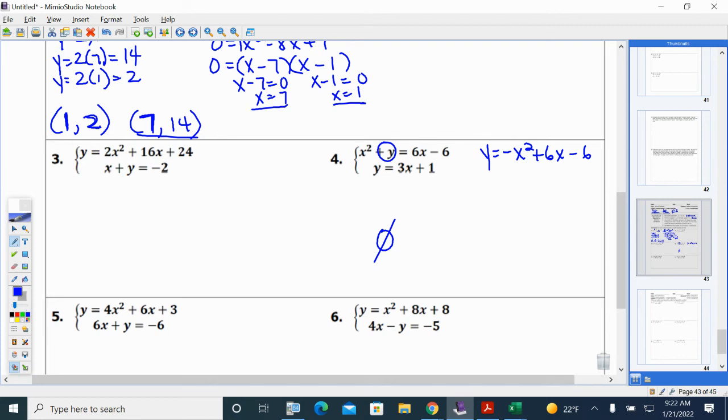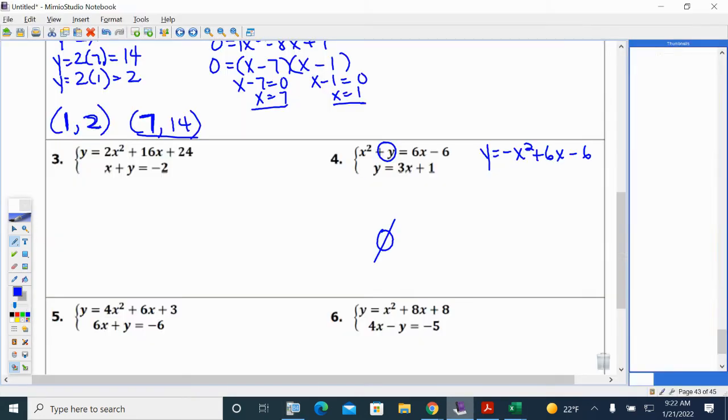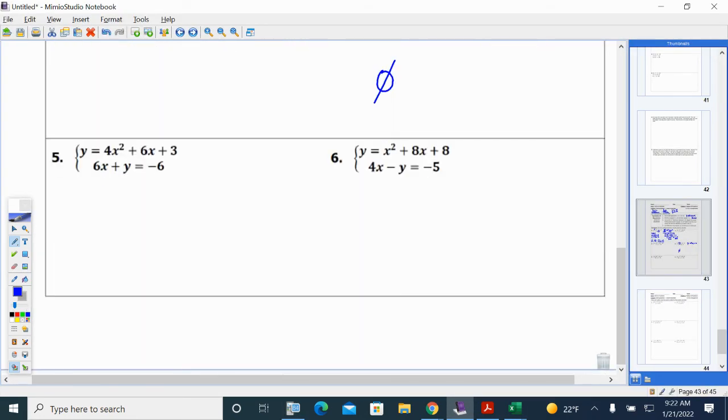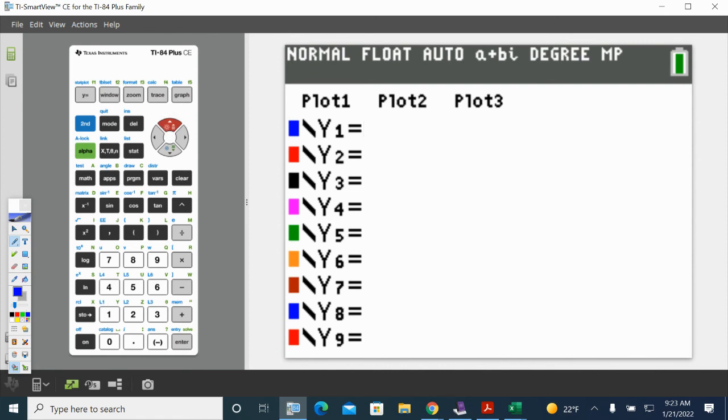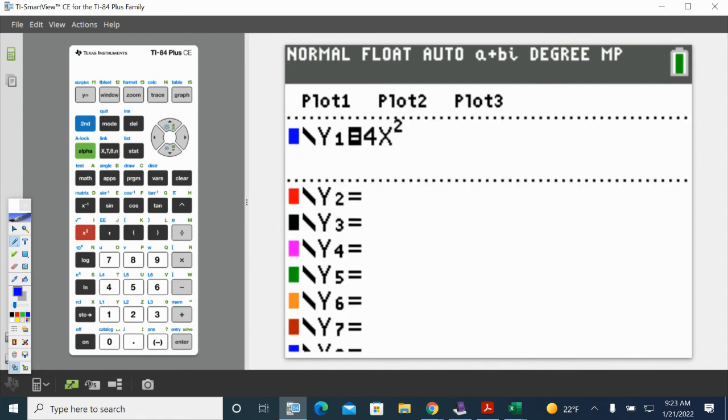Let's do one more. Let's do number 5. On number 5, we've got y equals 4x squared plus 6x plus 3 and 6x plus y equals negative 6. And on that second equation, I'm going to subtract that 6x. And it now says negative 6x minus 6. And I'm going to put that into my graph. So back to y equal, clear out this old stuff. And I'm going to put in the 4x squared plus 6x plus 3.